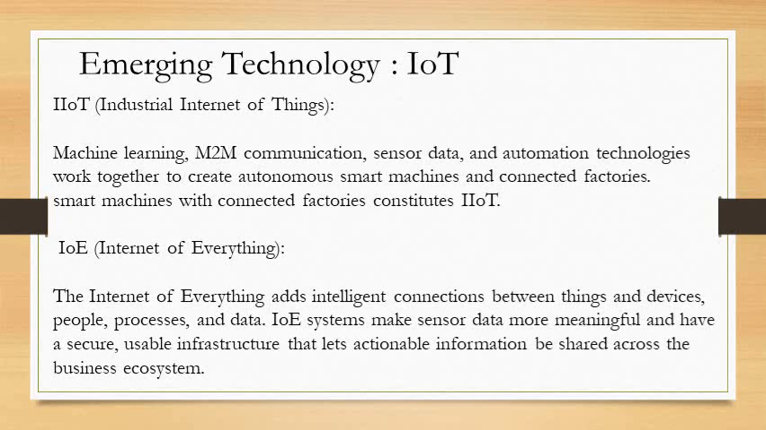Apart from this, Internet of Everything adds intelligent connections between things and devices, people, processes, and data. The Internet of Everything system makes sensor data more meaningful and provides a secure, usable infrastructure that lets actionable information be shared across the business ecosystem.